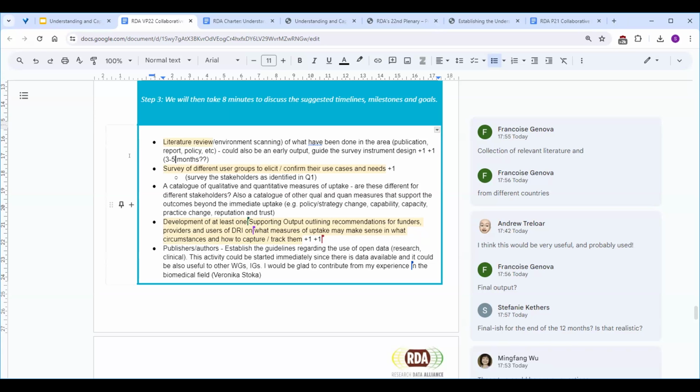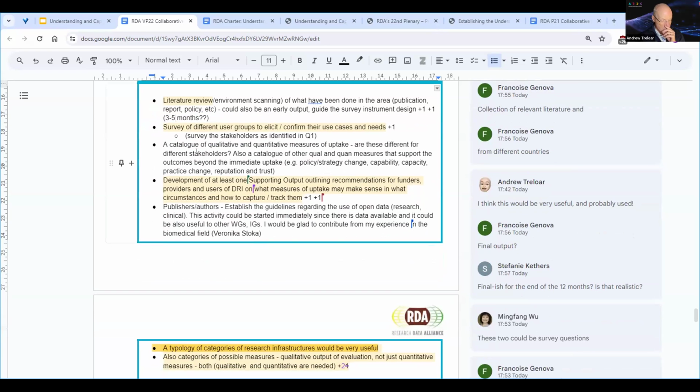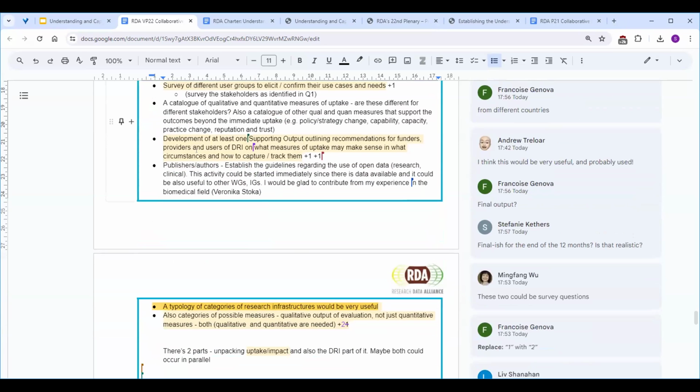Yeah. Okay. So thinking that through, maybe what might be realistic in the first 12 months is doing that desktop literature review and survey. And then that question you had earlier, Stephanie, of the supporting output with recommendations for various stakeholders, what uptake may make sense and how to capture and track it is going to be out beyond 12 months, probably closer to 18 or even 24.